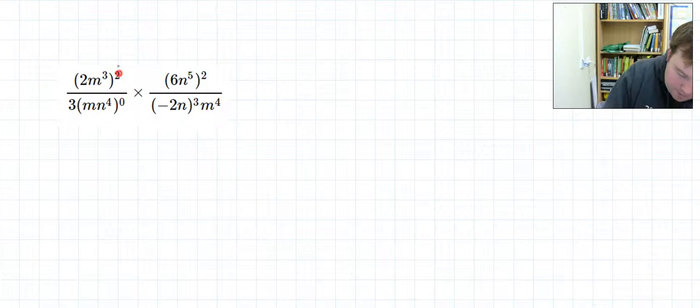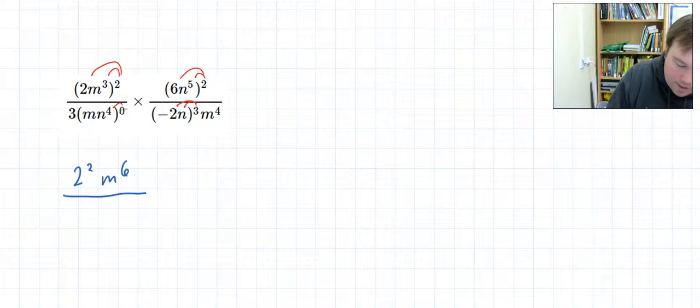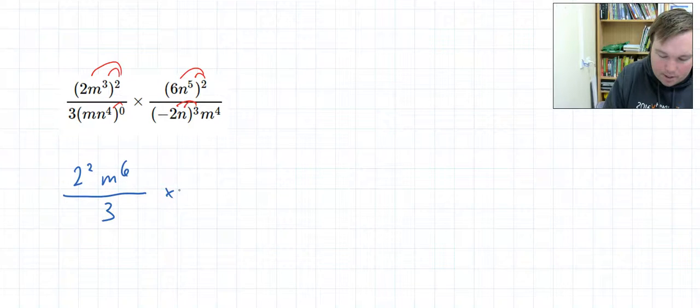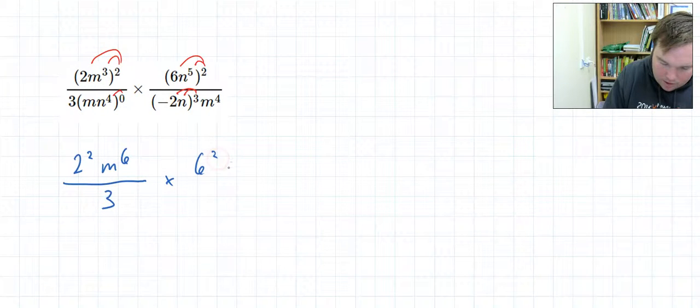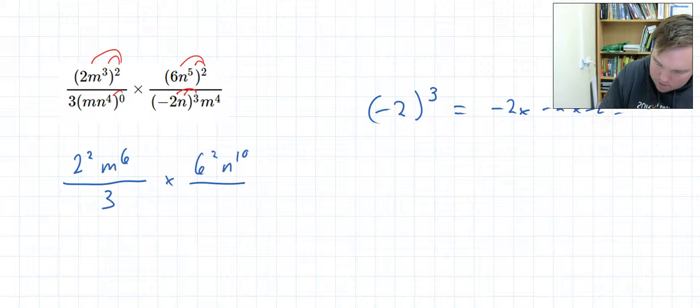Alright. Last example. When there are powers outside, make sure they apply to everything on the inside. So 2 to the 2, m to the 6 over. Now here's the interesting thing. If 0 goes in there, it makes the entire thing 1. So it's over 3 multiplied by 6 squared, n to the 10 over. Now minus 2 to the power of 3 is minus 2 times minus 2 times minus 2 is minus 8.